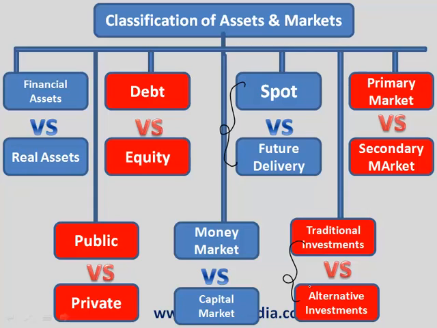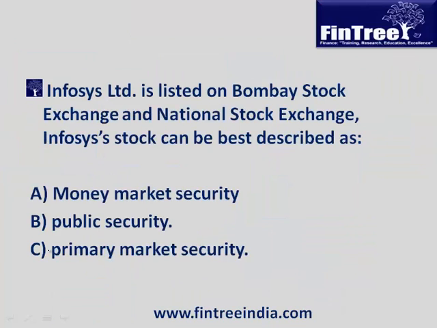Yes, you buy shares in IPO, that's primary market. But once the shares are issued and they are listed on exchange, you buy it there, then that would be a secondary market. Any questions you want to ask on this slide? Since it is listed, we are going to call this as public security.